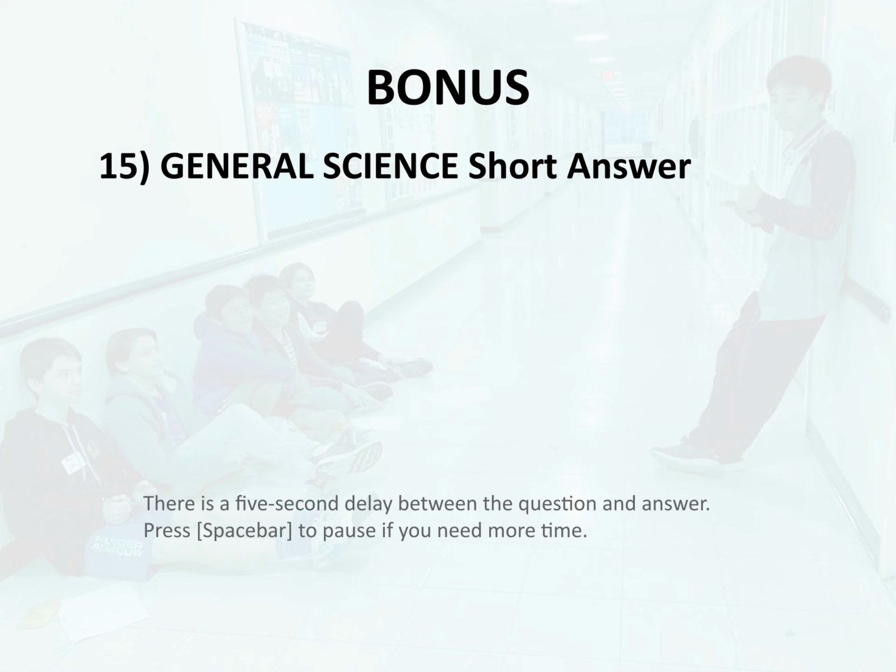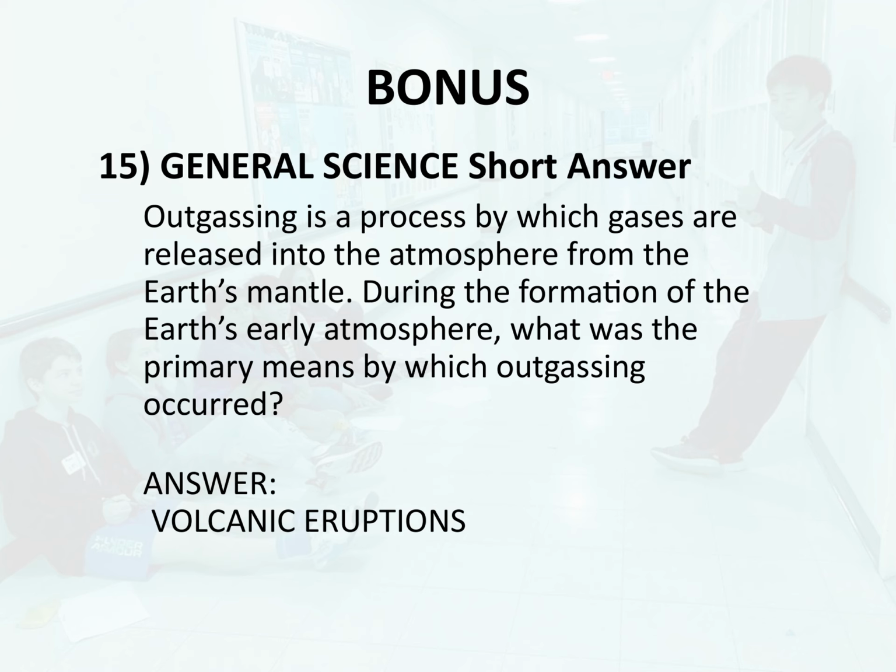Bonus 15. General science. Short answer. Outgassing is a process by which gases are released into the atmosphere from the Earth's mantle. During the formation of the Earth's early atmosphere, what was the primary means by which outgassing occurred? Answer. Volcanic eruptions.